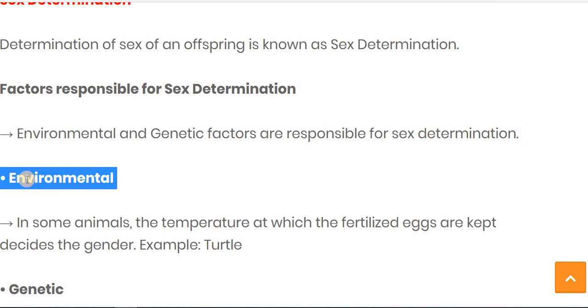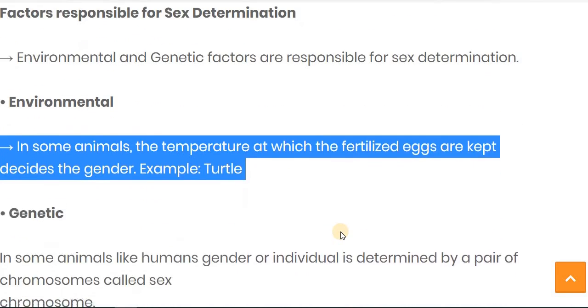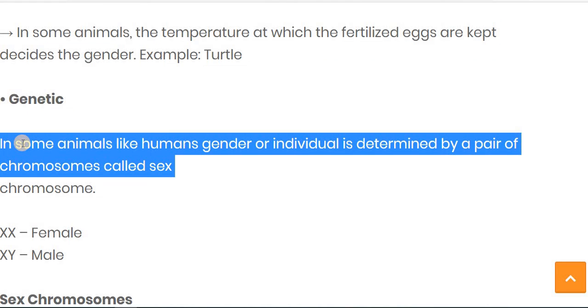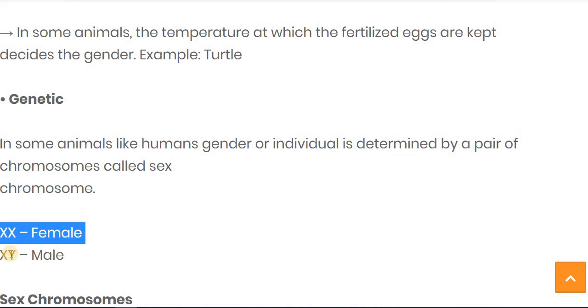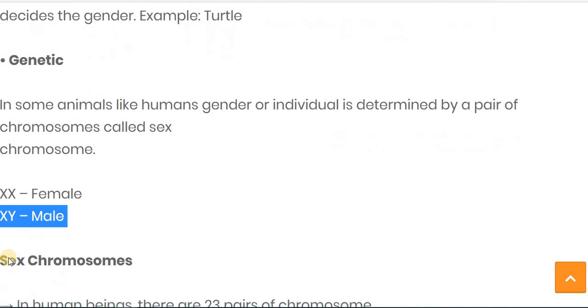The second factor affecting sex determination is the environmental factor. In some animals, the temperature at which the fertilized eggs are kept decides the gender, for example, the turtle. And in the genetic factor, in some animals, like human beings as well, the gender of an individual is determined by the pair of chromosomes called the sex chromosomes. Suppose the chromosome is XX, then it becomes a female. And suppose the sex chromosome is XY, then it is a male.